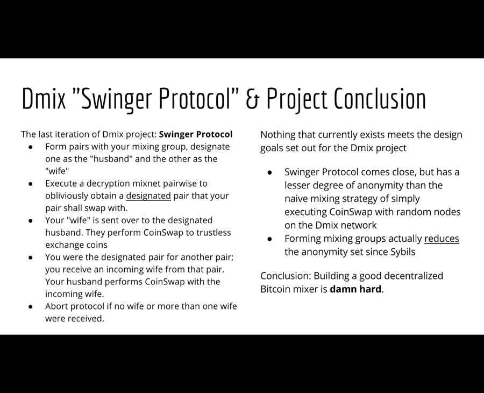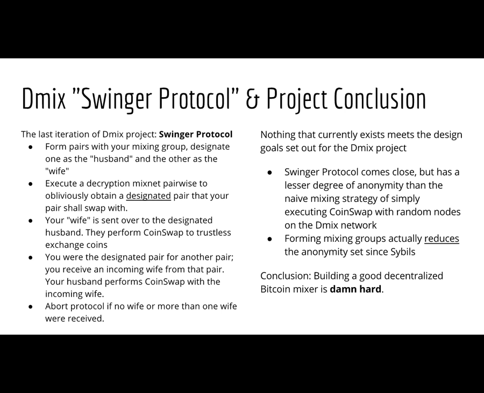So what you do is you form a pair with someone else in the mixing group. You designate one as the husband and the other as the wife. Now you execute this decryption mixnet algorithm that outputs another pair that you're supposed to swap with. So you send the wife over to that pair, and that wife performs a Coinswap with that husband. In return, you also get a wife that the husband swaps with. Then you abort the protocol if you got no wife or you got 2 wives. That's how you tell that someone is cheating.